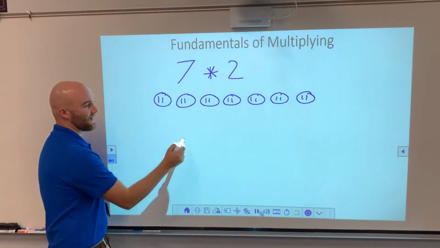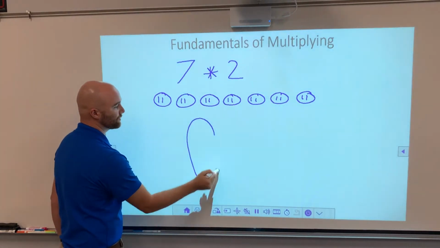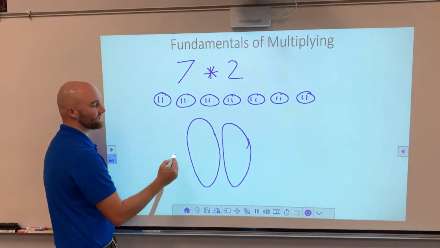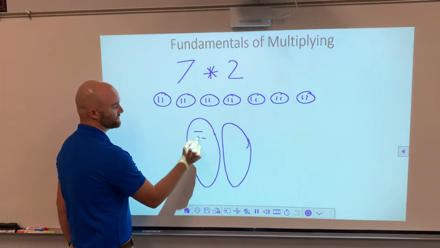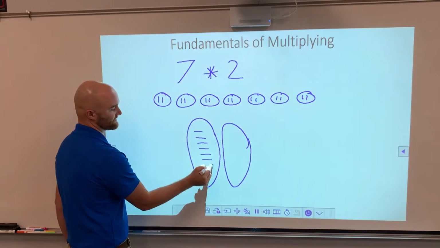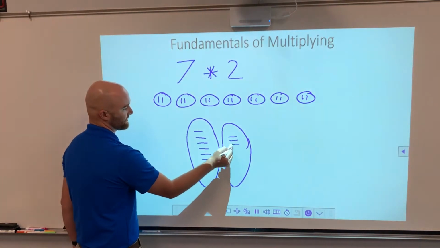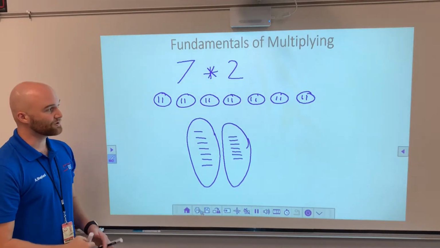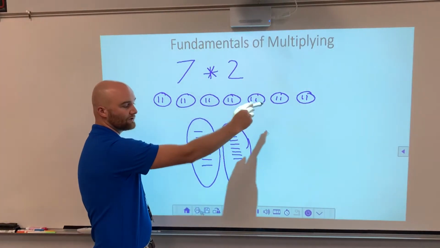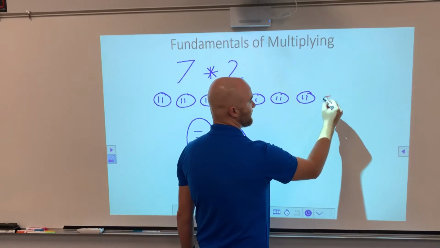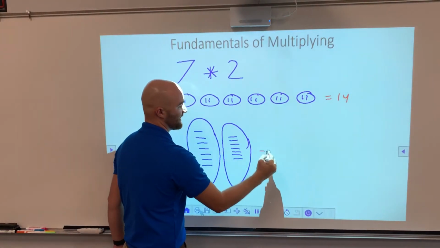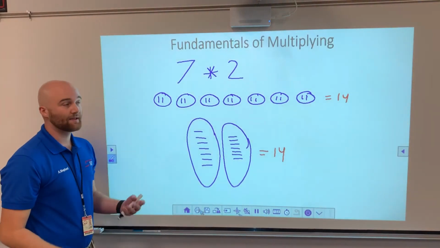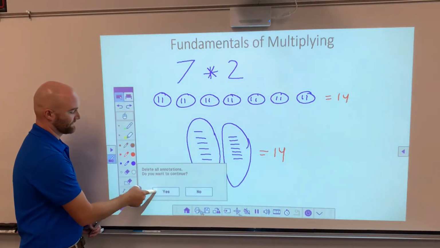Or I'm saying I have 2 groups, 1, 2, and each of those groups has 7 in them. 1, 2, 3, 4, 5, 6, 7. No matter how I do it, both of those, if I count up all of the tick marks, will give me 14. So here I've got 14. All right, I'll give you another example, and then we'll try one by yourself.